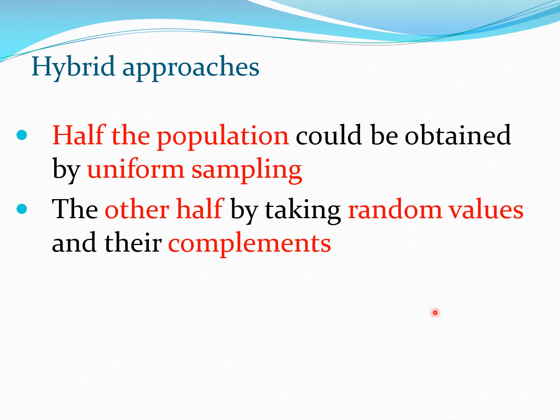So let us say we could use half the population by uniform sampling. The second half could be random values and their complements. Or we could use 25% by uniform sampling, 50% random, 25% complement. So various permutations and combinations of these approaches can be used, and this would result in a better sampling of the design space in most scenarios.